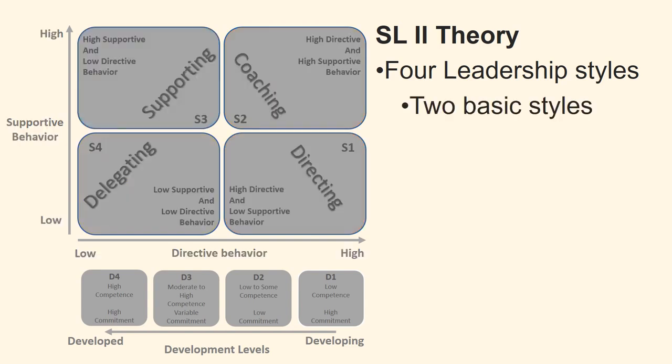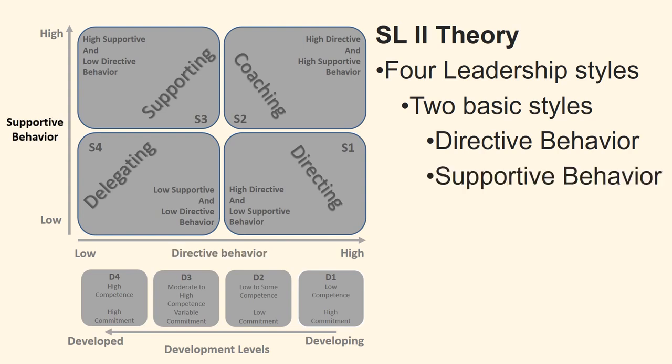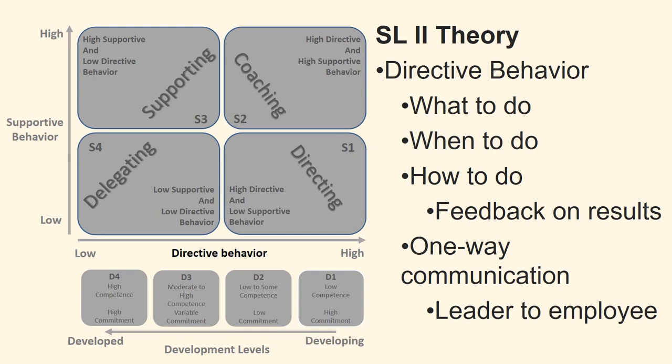There are 2 basic leadership style behaviours. Directive behaviour on the horizontal x-axis and supportive behaviour on the vertical y-axis. In directive behaviour, the leader is telling and showing the employee what to do, when to do it, how to do it, and providing frequent feedback on results. It is very much about one-way communication from the leader to the employee.